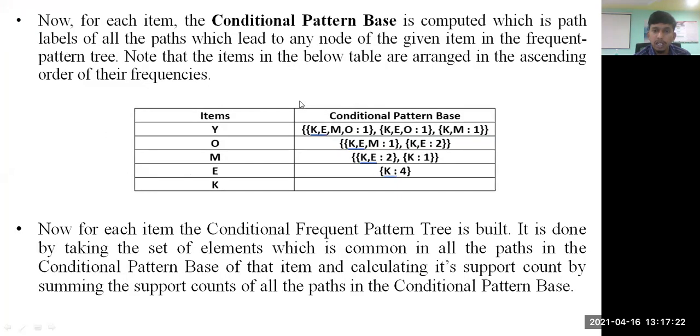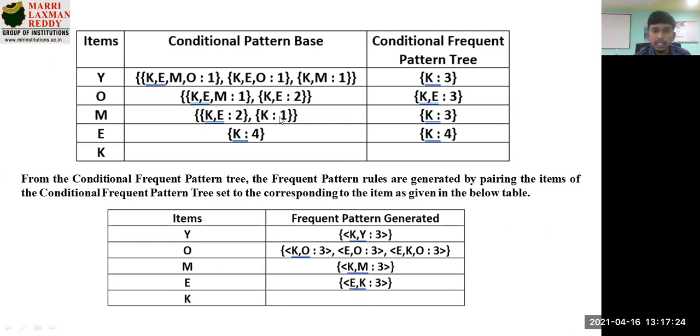Now it's very simple. From this table, I'm trying to find out the values which are meeting the support threshold value. Support threshold value is equal to 3 as we have seen in the initial steps. Now I'll try to see how many times K is repeated in this complete row or complete conditional pattern base. K is repeated 3 times. So its value is equal to 3. So it is being available.